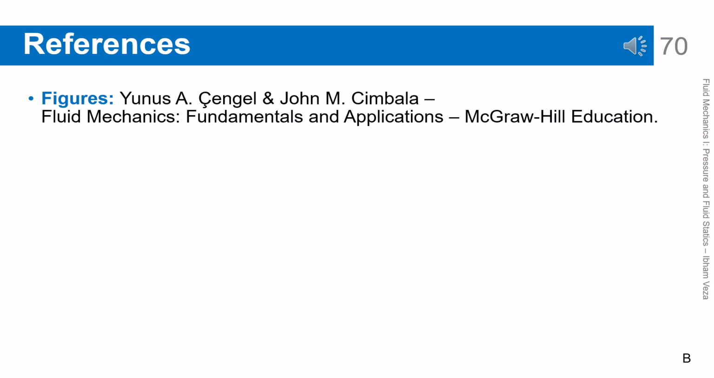References. This chapter refers to the book by Yunus A. Cengel and John M. Cimbala as the main source. All pressure and fluid statics concepts follow the approach and notation of this book. This reference is one of the most popular resources in engineering fluid mechanics. A good understanding of this book greatly helps mastery of the subject. Many examples and illustrations are taken from this source.